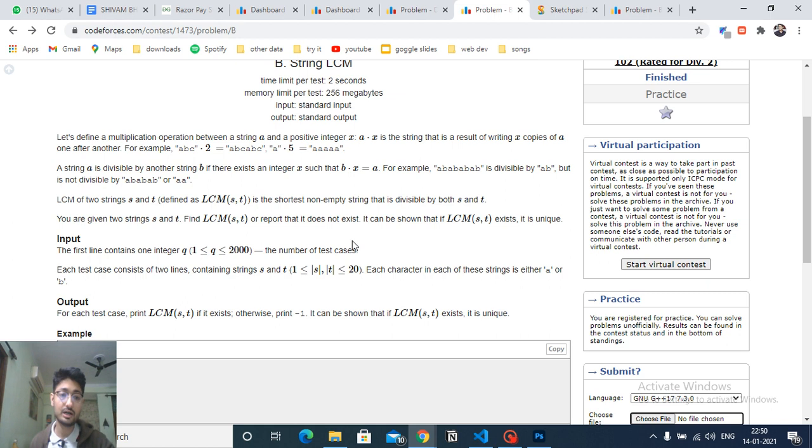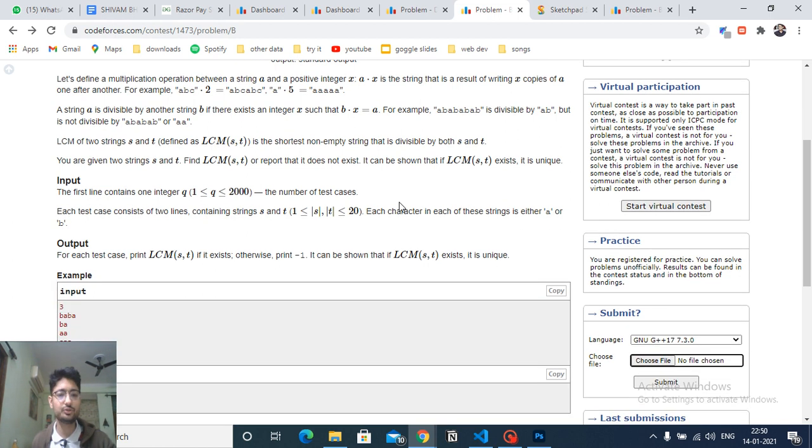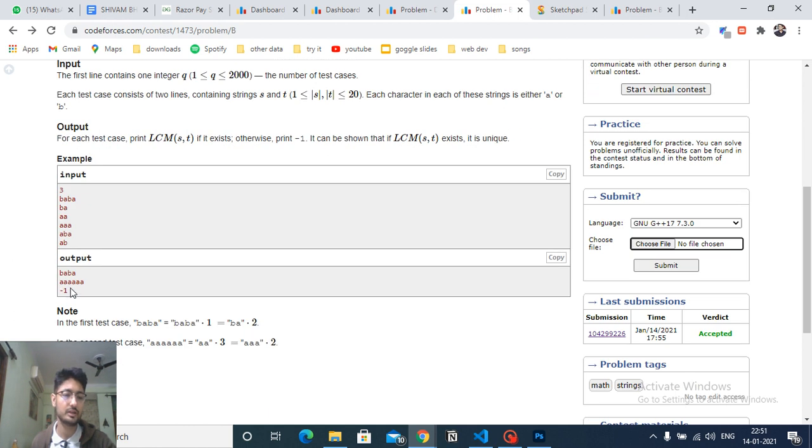So now you have to just find the LCM of two strings S and T. If there exists some unique LCM, then you have to output that LCM, else you have to output -1. Now there are three examples which are also given.